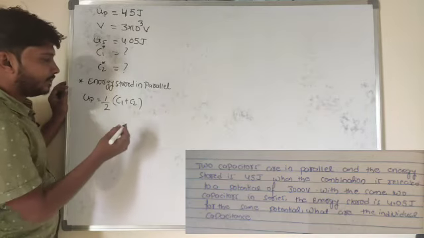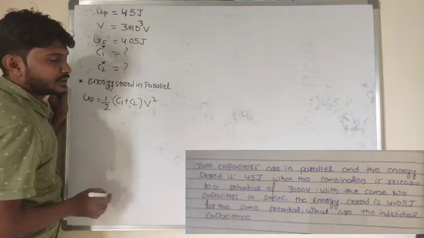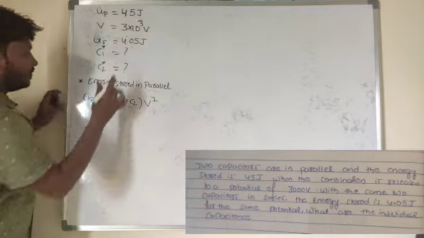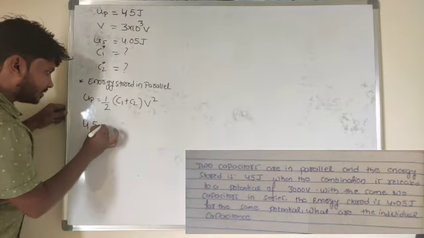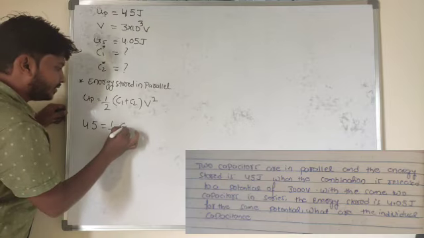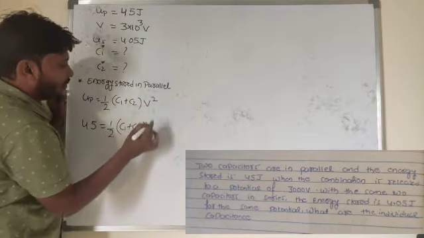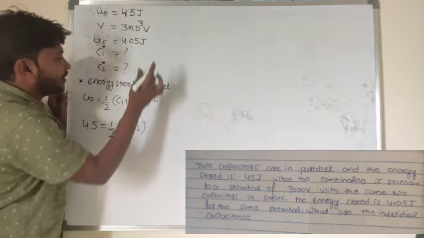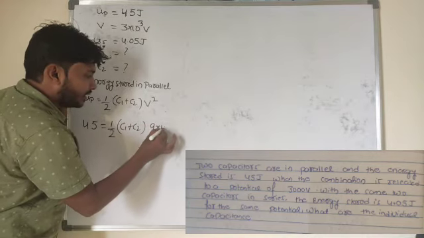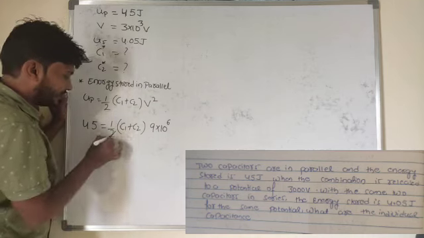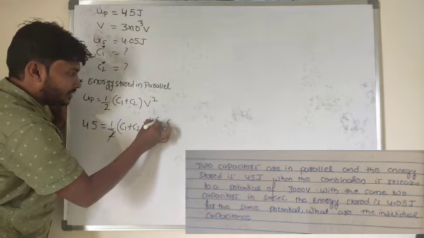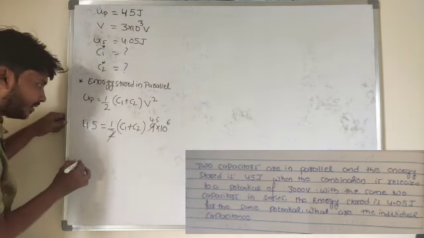Two capacitors are in parallel, with energy U = 1/2 (C1 + C2) V squared. What is that U value here? So that is 45, 1/2 (C1 + C2), and the V value is how much? V squared: 3 into 10 to the power of 3, whole squared, is 9 into 10 to the power of 6 here. So this is 4.5 into 10 to the power of 6 here.